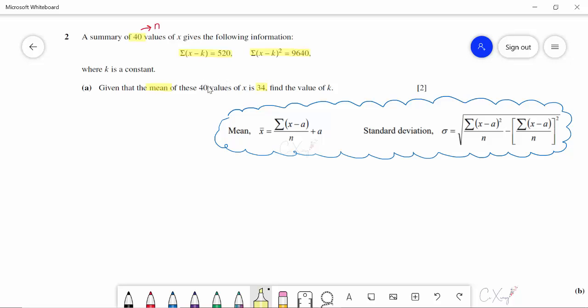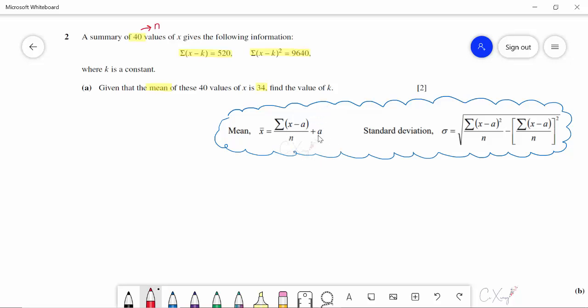For this question, actually it's quite straightforward. You need to know what is the correct formula for you to find out the mean when you're having the summation of x minus k and also the summation of x minus k squared. So this is the formula that we should use. Please take note that this formula is not provided in the formula booklet, so please make sure that you try to remember it. The formula for the mean is something like this. We are going to substitute all the available information into this formula and try to get the value for k, which is the eta in this formula here.